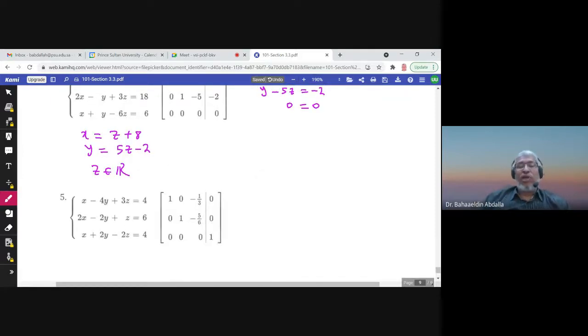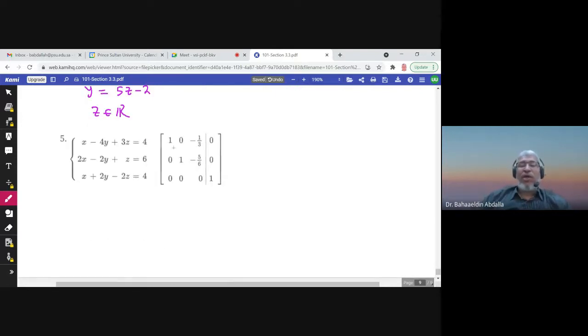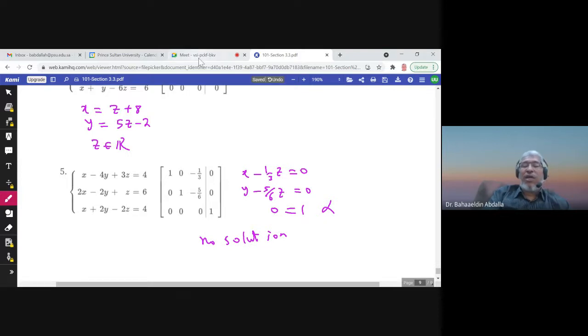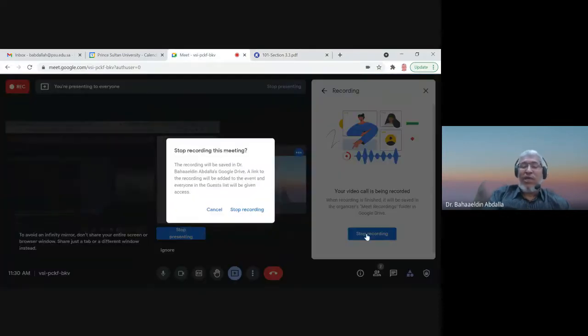And if you want, you can give an example of these infinitely many solutions. Here, I can write the system x minus 1 over 3 z equals 0, and y minus 5 over 3 z equals 0, and 0 equals 1. This is not possible, so the system has no solution. This is the end of this section, and see you in the exercises.